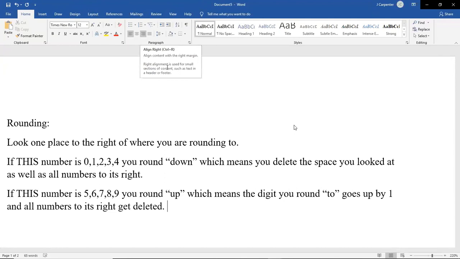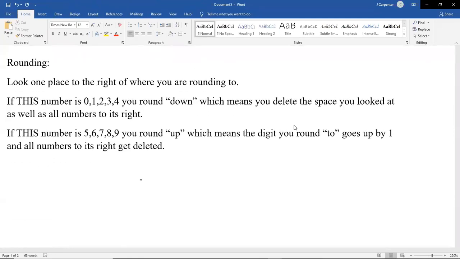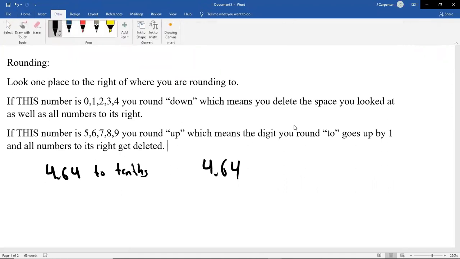That's rounding. Rounding down would turn a number like 4.64 if I was rounding to the nearest tenth. I'm rounding where that 6 is. So here's what I like to do. I like to circle the number I'm supposed to look at. So we're rounding to the tenths, so we have to look here, 1 digit to its right. Since that's a 0, 1, 2, 3, or 4, we round down, which means we delete this number. This 4 is now gone, as well as any numbers to its right, which there weren't any. So this just turns into 4.6.